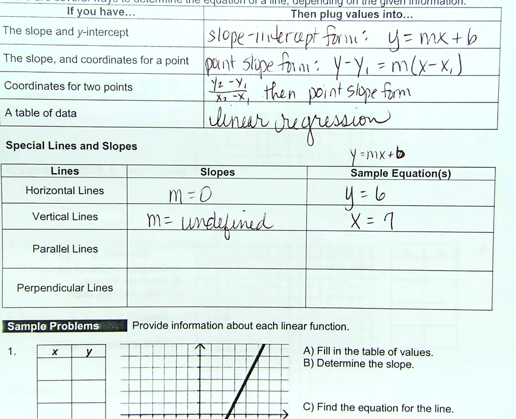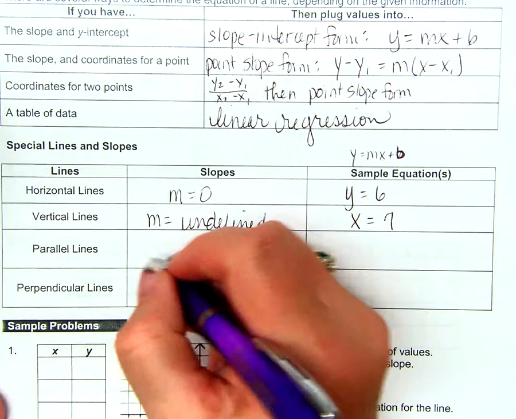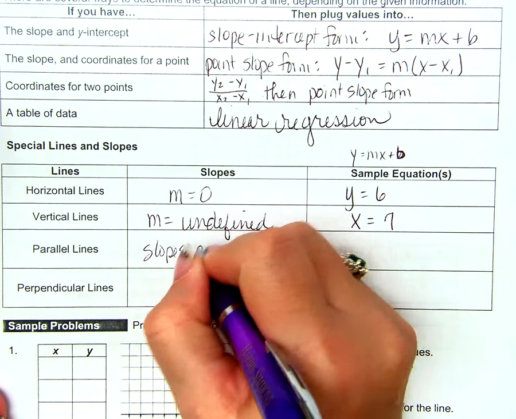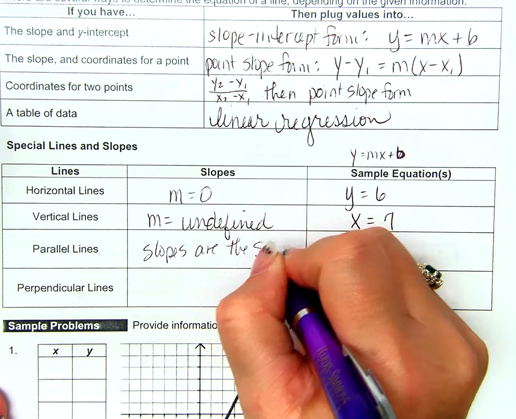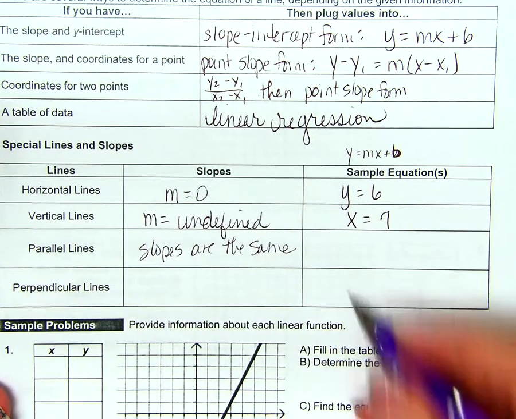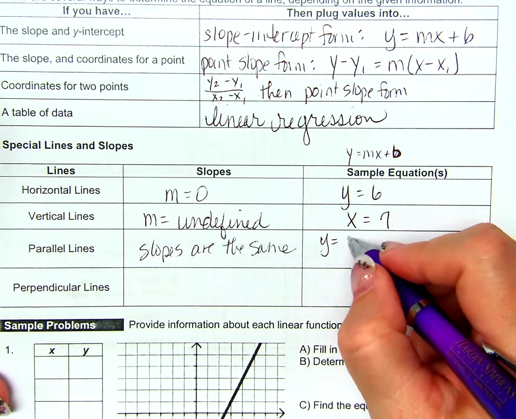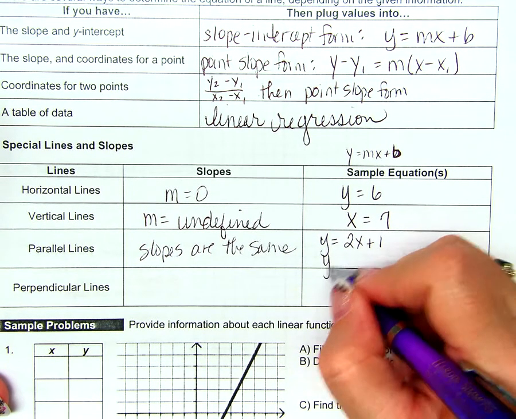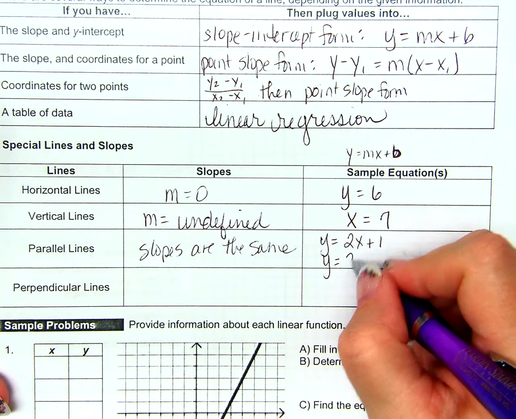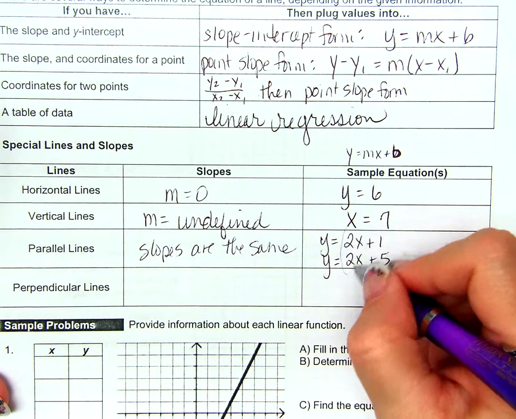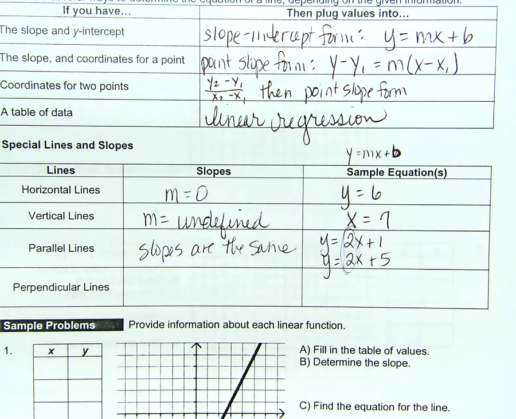What do you know about parallel lines and their slopes? They're the same. Slopes are the same. For example, y equals 2x plus 1, and y equals 2x plus 5, right? As long as the slopes are equal, we're good. Wait, could they both be negative 2? Could they both be negative a half? Could they both be positive a half? Yes. As long as they are the same, right?